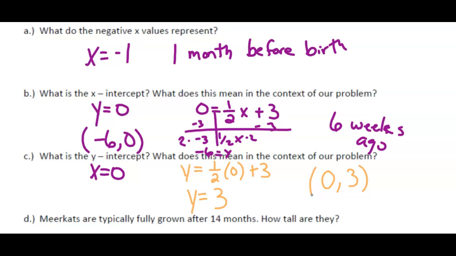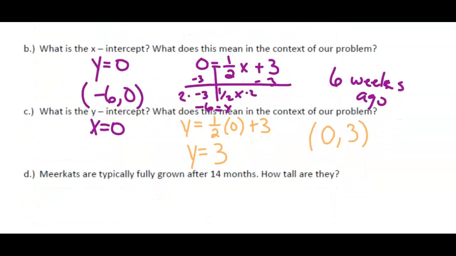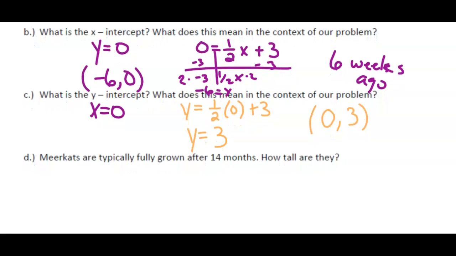All right. So they are fully grown at 14 months. If they are fully grown at 14 months, what is this? Is this my x value or my y value? You can look at your labels. That will help. Okay? It's your y value. So 14 equals 1/2 x plus 3. I want you to solve this equation.